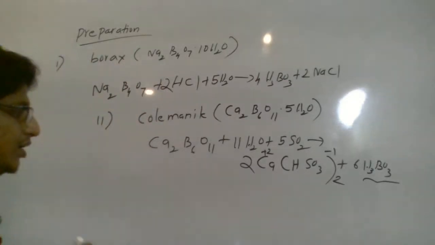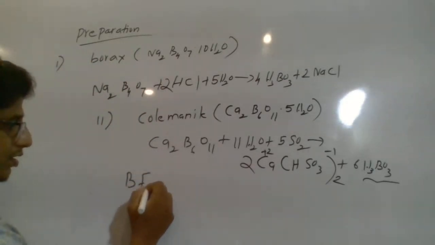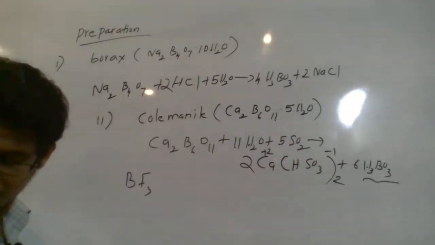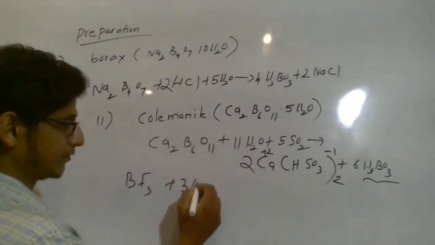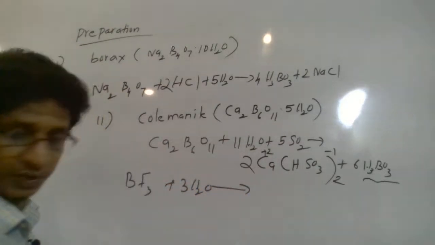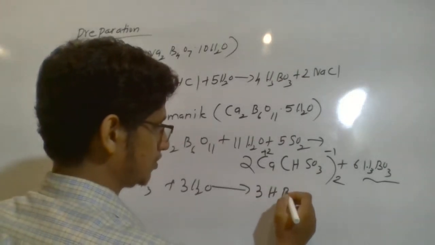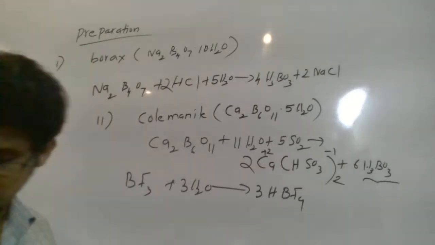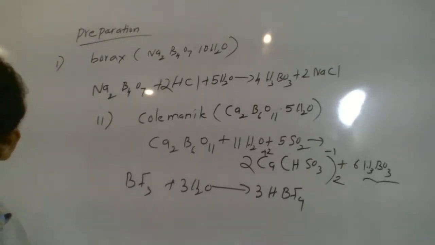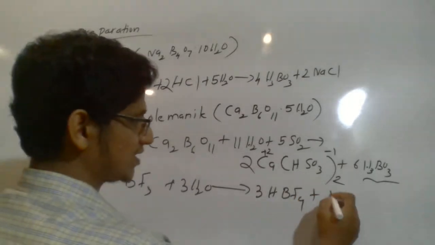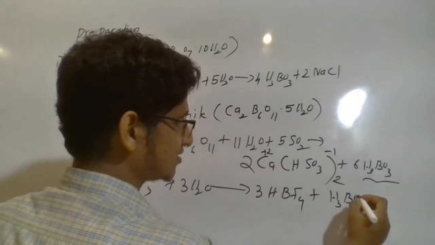Similarly, with a boron halide, boron trifluoride, BF3, when it's reacted with water, you're going to get orthoboric acid. Also, another important boron compound that we call fluoroboric acid. Fluoroboric acid and orthoboric acid.